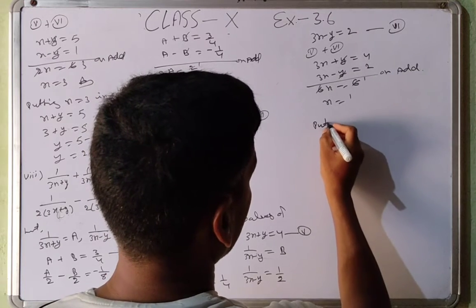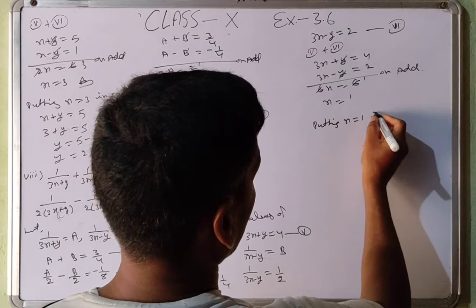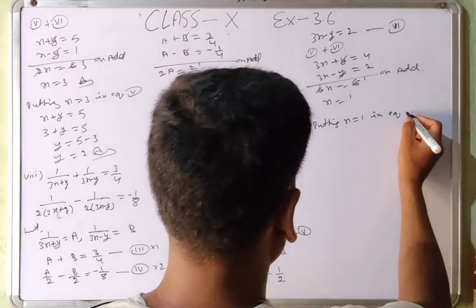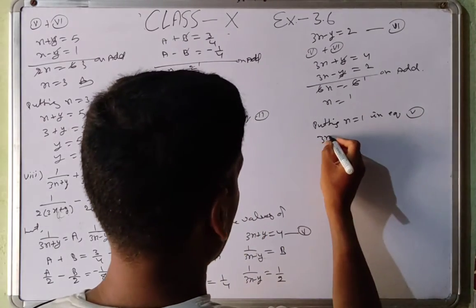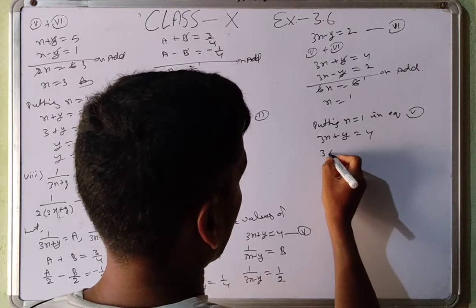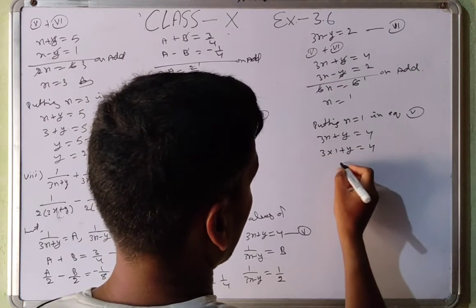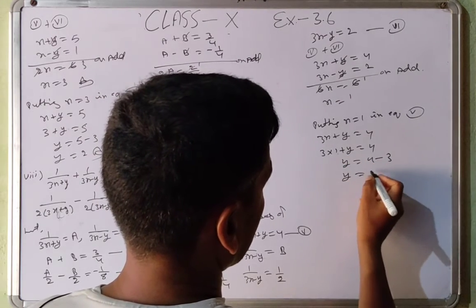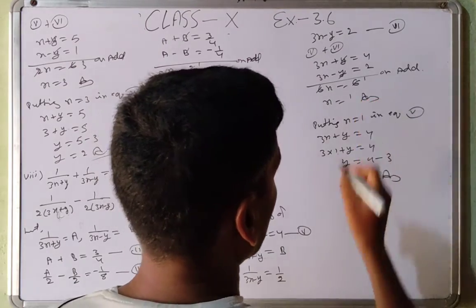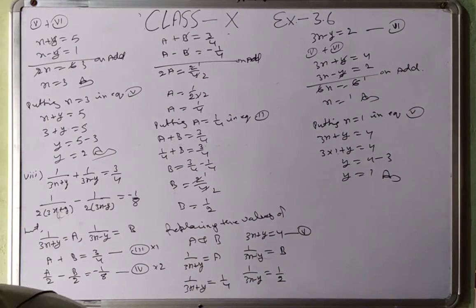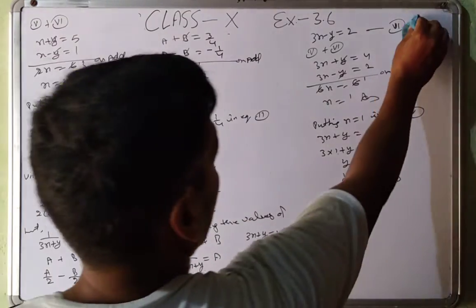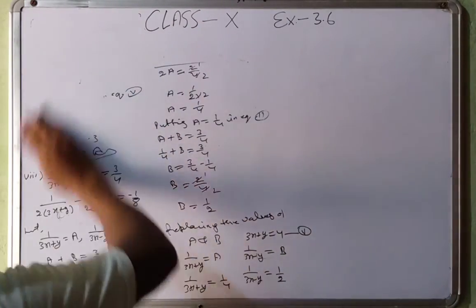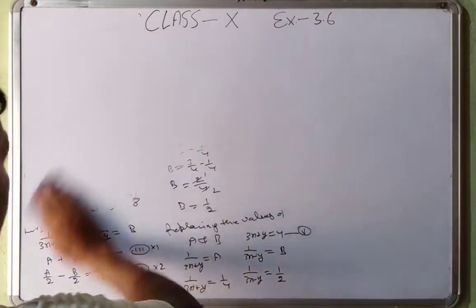Now putting x is equal to 1 in the fifth or sixth equation. The fifth is better. The fifth equation is 3x plus y is equal to 4. So 3 into 1 plus y is equal to 4. So y is equal to 4 minus 3, which is 1. It means x is equal to 1 and y is equal to 1. That is the answer. Now you will see the word problems. These are not difficult. This question was very difficult.